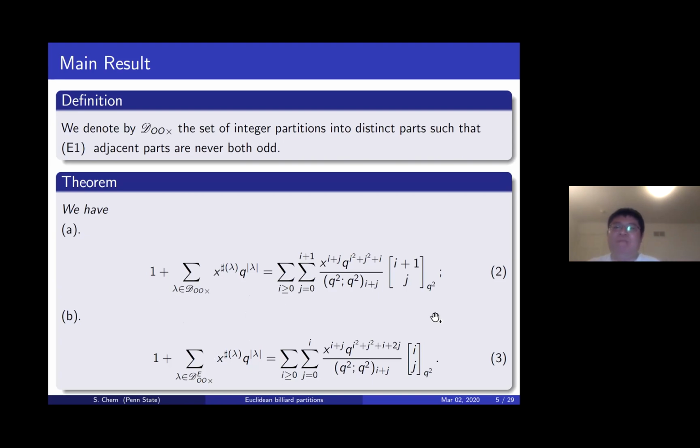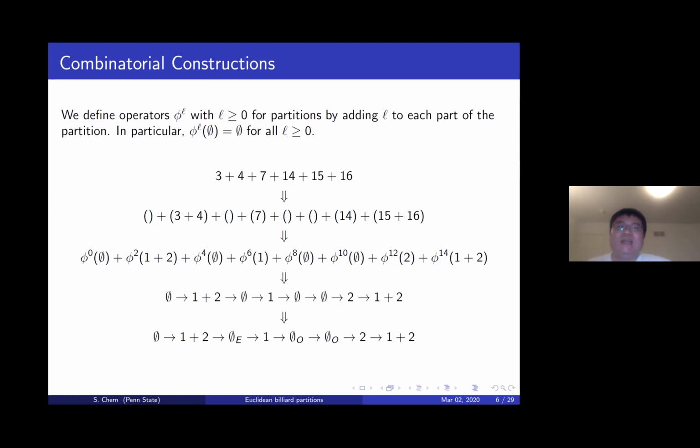And also, if we compare the two identities with the previous one, then we can see that in the denominator, we still have this Q-shifted factorial, and in the numerator, the exponent of x is still the linear form of the two indices. The exponent of Q is still a quadratic form in the two indices, and still we have the Q binomial coefficients. So for the proof of this result, we need some combinatorial constructions.